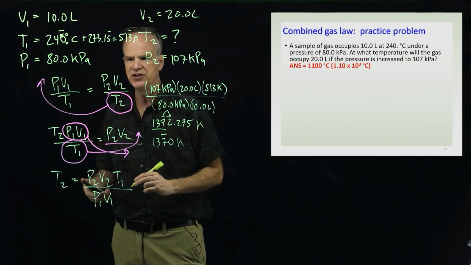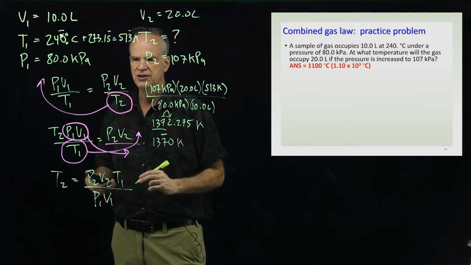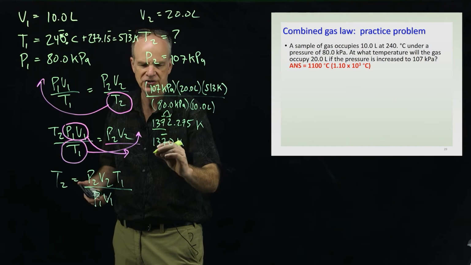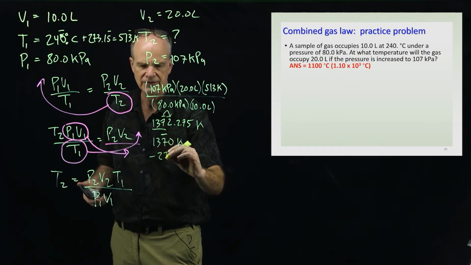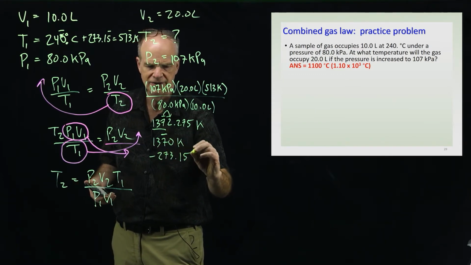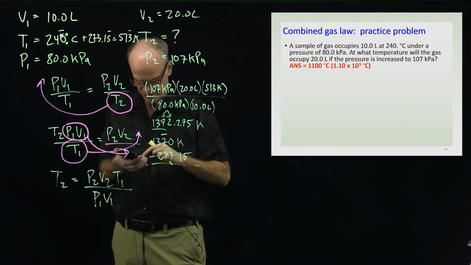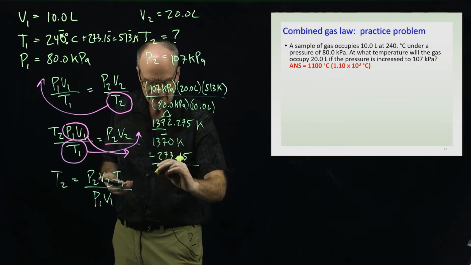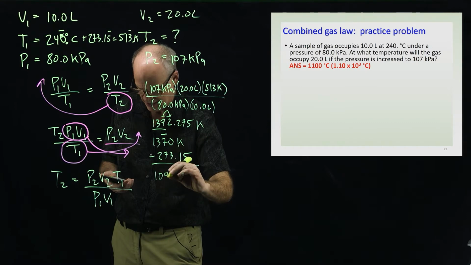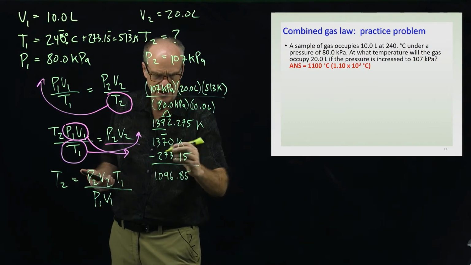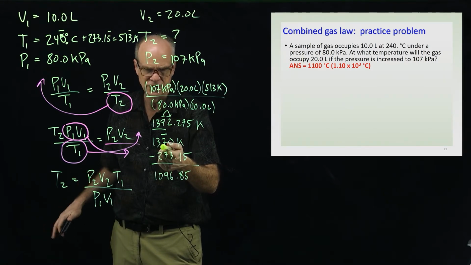So the final step is, I think the problem is asking what temperature it should be. Now, it doesn't say it has to be in Celsius, but let's just calculate into Celsius. So it's minus 273.15, and let's see what we get. So I get 1370 minus 273.15. And so I get 1096.85 on my calculator.